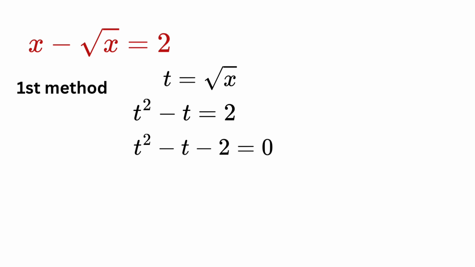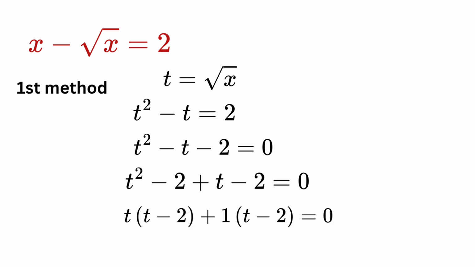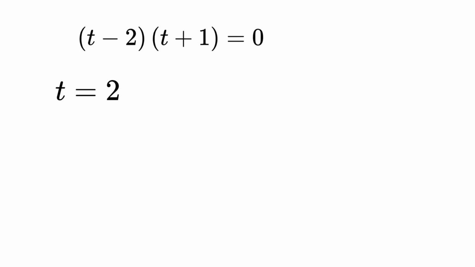So this is in the form of a quadratic equation, so we have to find the roots. So we have to split this equation as t square minus 2t plus t minus 2 is equal to 0. Take t as common, t into t minus 2, plus 1 as common, 1 into t minus 2 is equal to 0. Then t minus 2 and t plus 1 is equal to 0. So our roots are t is equal to 2 and t is equal to minus 1.